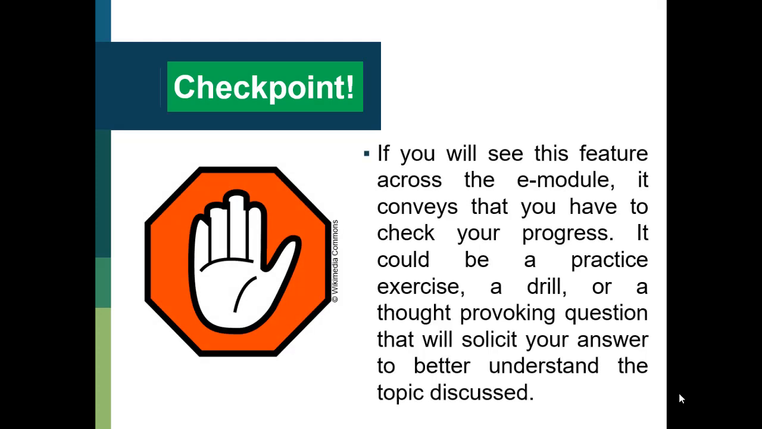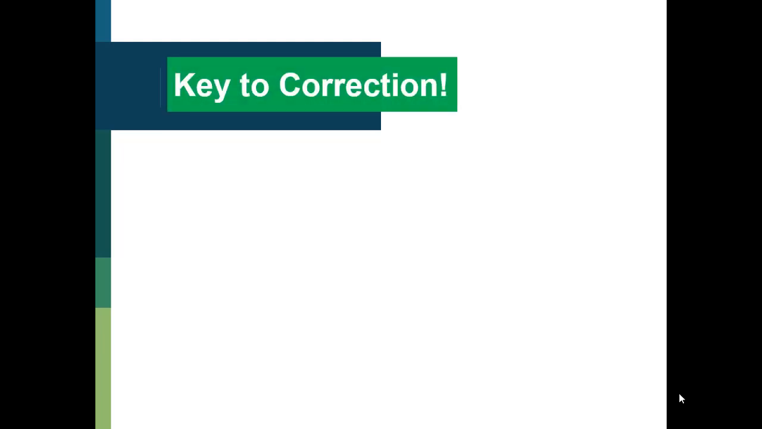But before that, please be acquainted first with these two important features of the E-module. The first one is the checkpoint. If you see this feature across the E-module, it conveys that you have to check your progress. It could be a practice exercise, a drill, or a thought-provoking question that will solicit your answer to better understand the topic discussed. The second feature is the key to correction.